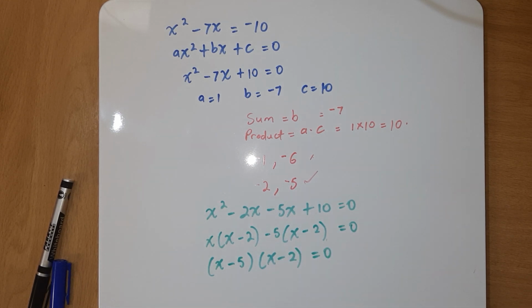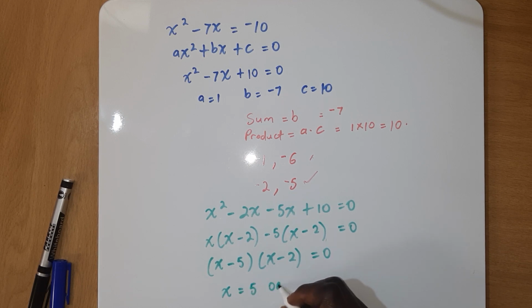Okay, so after factorizing, we have a product equal to 0. x minus 5 times x minus 2 equals 0. Simplifying further, we will have x equal to 5 or x equal to 2. So that's our solution for the quadratic equation. Okay?